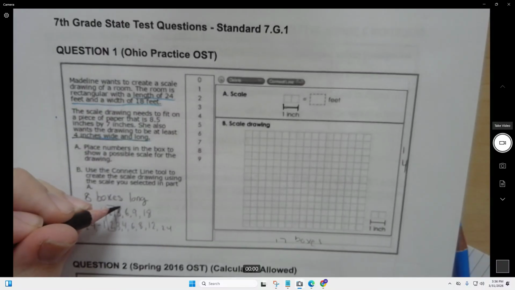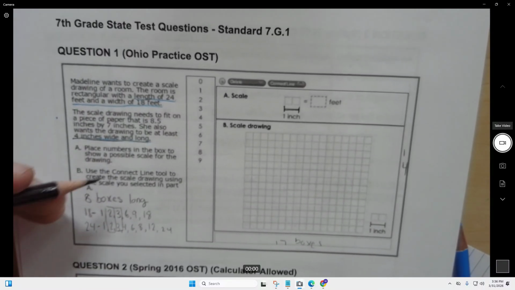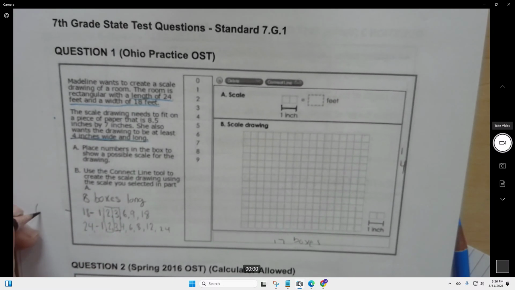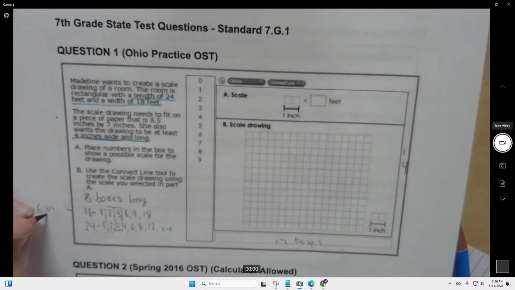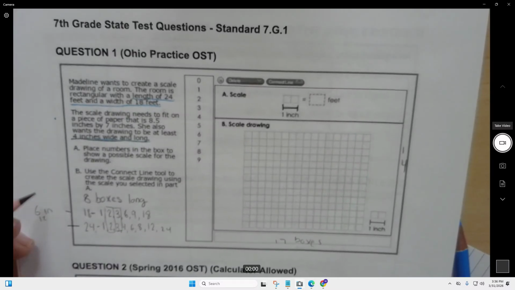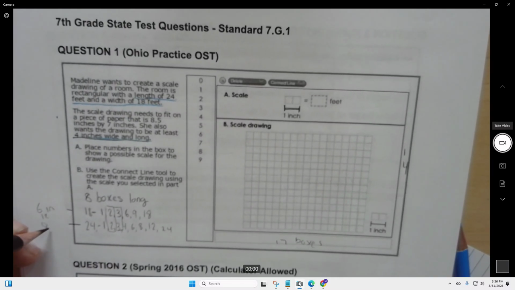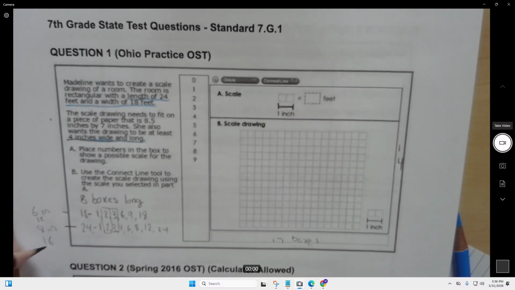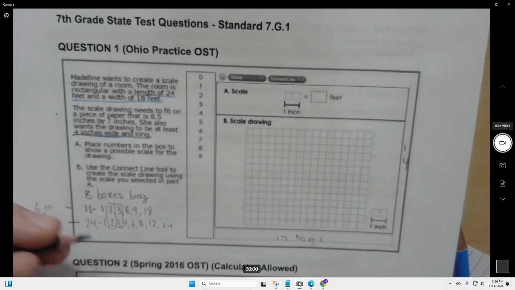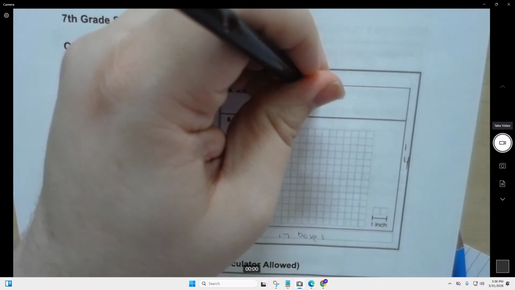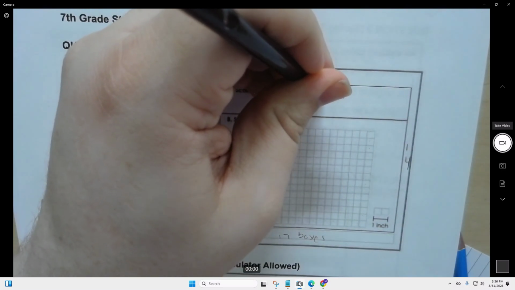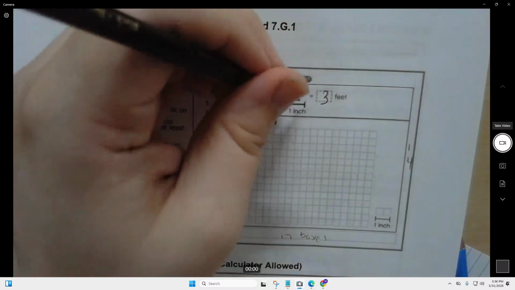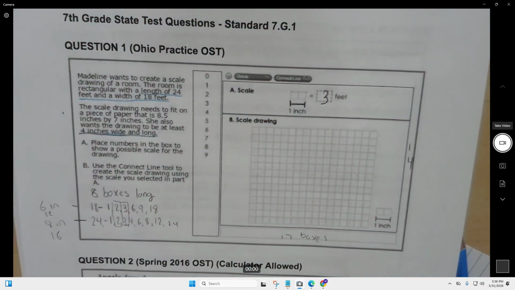So that doesn't work. What about 3? Okay. 3 means that the 18 will be 6 inches or 12 boxes, which works. The 24 will be 8 inches, or that would be 16 boxes, which works. Barely, but it works. So let's use 3. We're going to make our scale 3 feet. So now each inch, so every 2 boxes, is 3 feet.